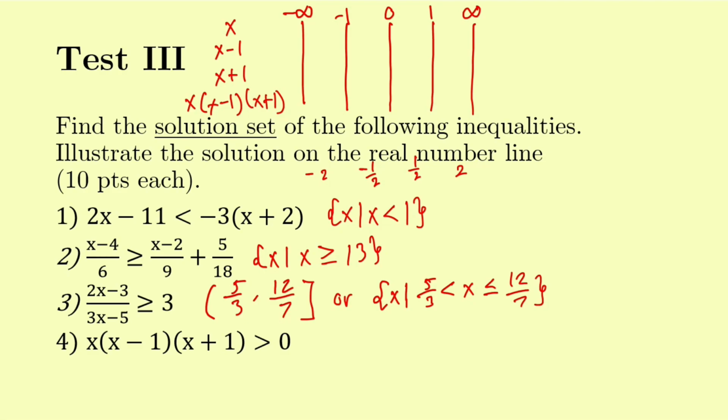Now, let us evaluate, no, each of these factors when x is the test value. So, negative 2, x lang yun. So, negative na yan. Negative 1/2 si x. So, negative pa rin. 1/2, positive. 2, positive. Next, x minus 1. So, negative 2 minus 1 is negative 3. Negative 1/2 minus 1 is negative 1 and 1/2. 1/2 minus 1 is negative 1/2 pa rin. And this is positive 2 minus 1 is 1.